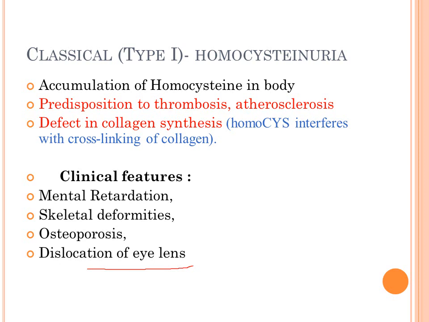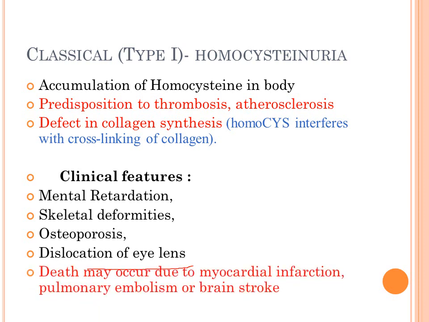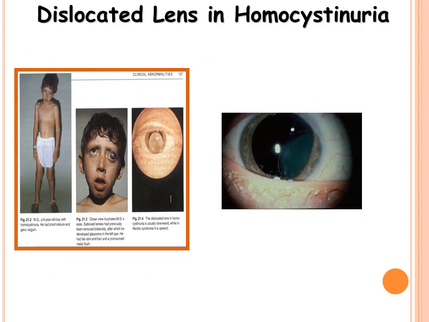So apart from atherosclerosis, other features will also be seen, and it can be a cause of death at an early age because of either myocardial infarction, pulmonary embolism, or stroke. This is a picture showing the abnormal position of the lens in homocystinuria.